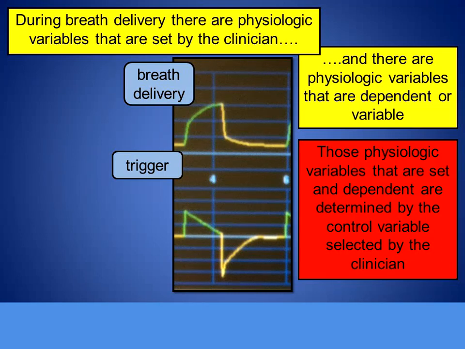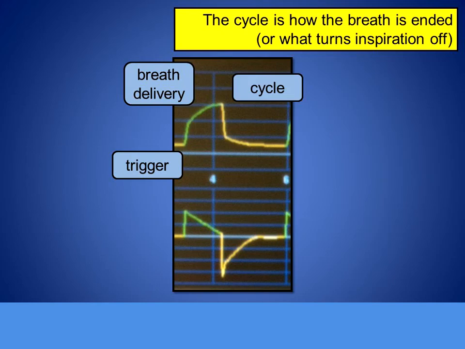This is what's happening when gas is being delivered from the ventilator to the patient. So this is the inspiratory flow portion of the breath. And once inspiration is initiated, the inspiratory valve opens, the breath is delivered to the patient, and then the breath has to end, and that is called the cycle. So there are really three distinct parts of inspiration alone: turning it on, or the trigger, getting the breath there, or the breath delivery, and then turning it off, or the cycle. And so once the breath turns off, it now goes into exhalation.